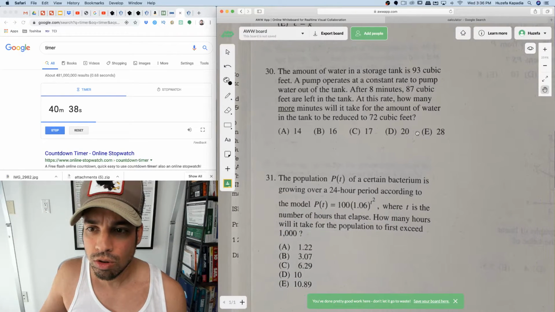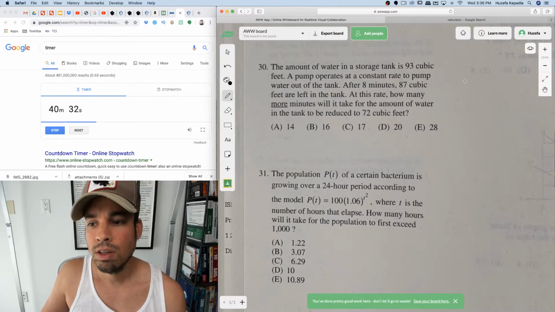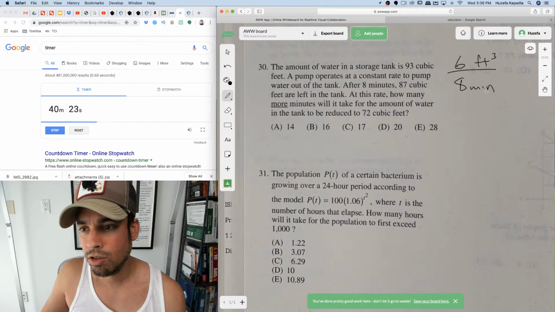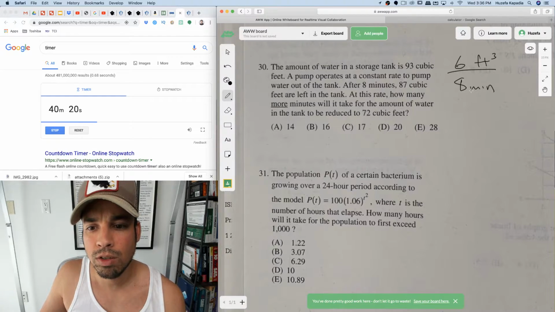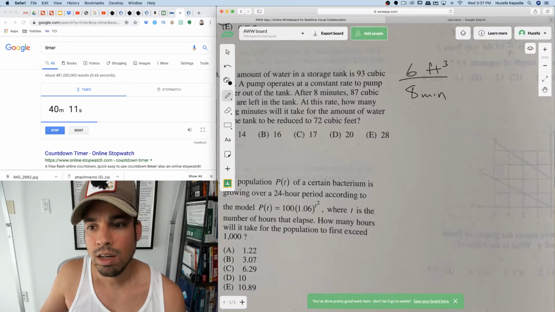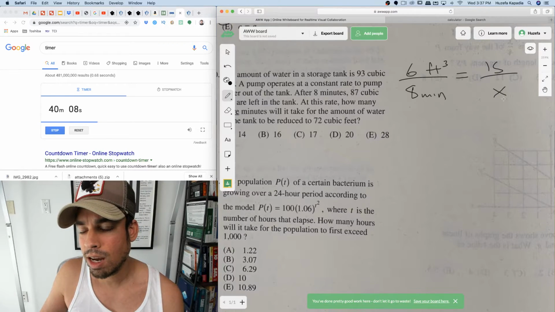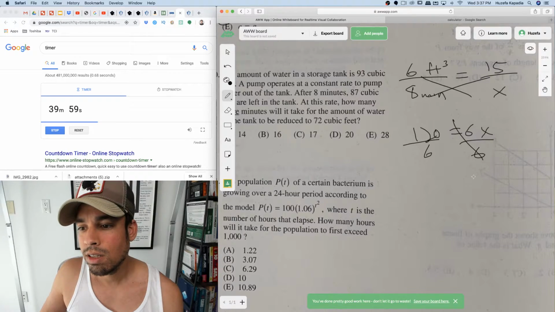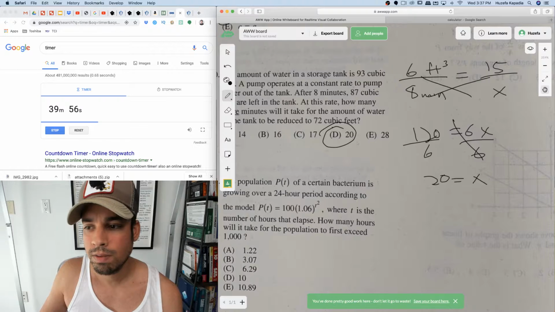The amount of water in the storage tank is 93 cubic feet, and a pump operates at a constant rate to pump the water out of the tank. After 8 minutes, 87 are left. So in 8 minutes, we get 6 cubic feet per 8 minutes. At this rate, how many more minutes will it take for the amount of water in the tank to be reduced to 72? So we're at 87, we need to drop another 15. So how long will it take to get 15 out? We don't know the number of minutes. Now we cross multiply. 8 times 15 is 120. 6x divided by 6, x equals 20.